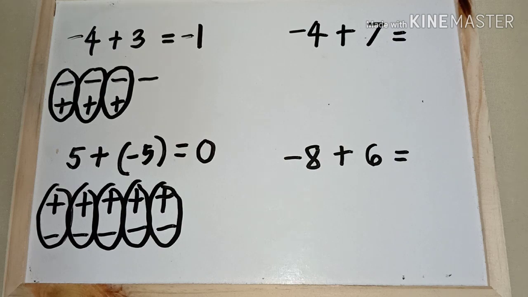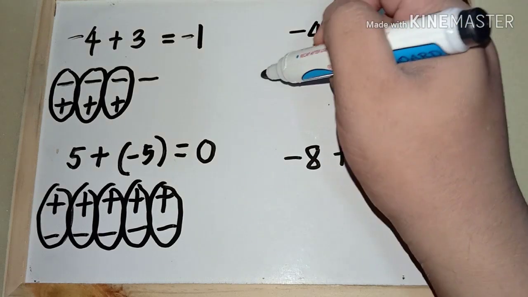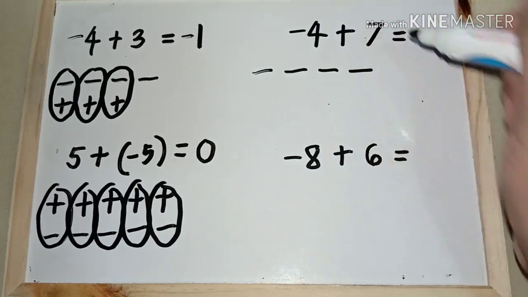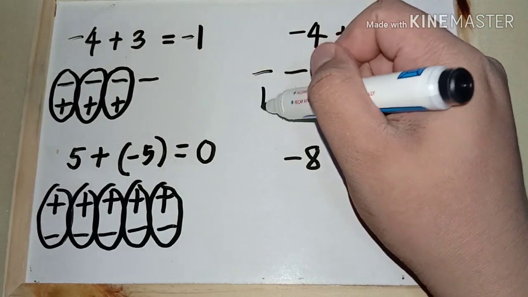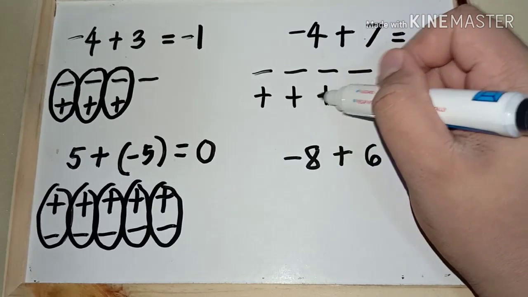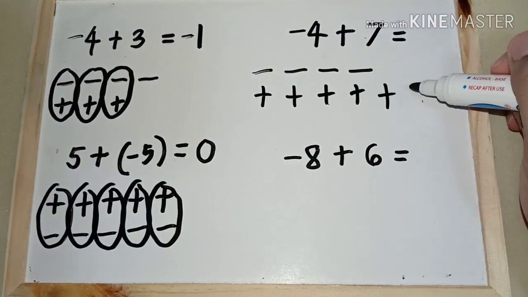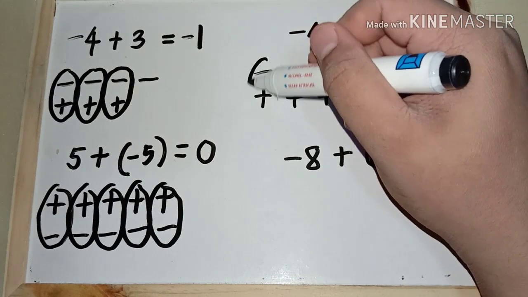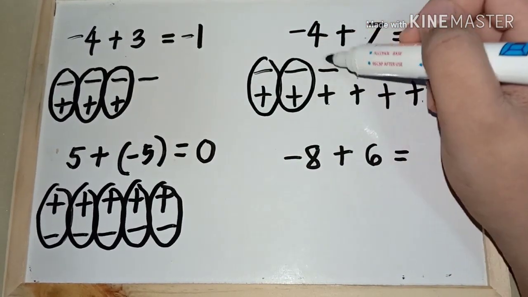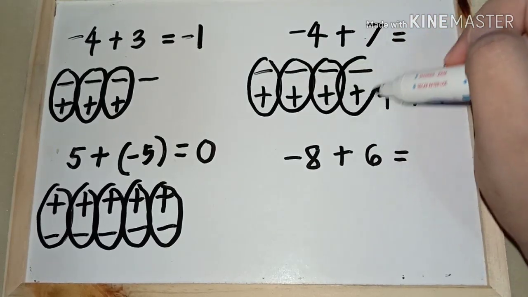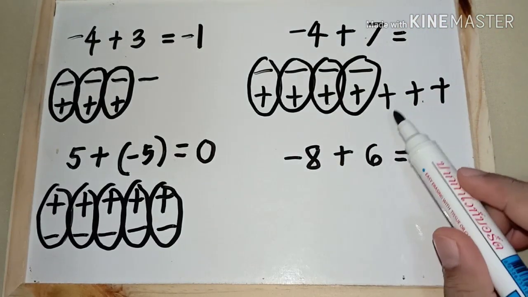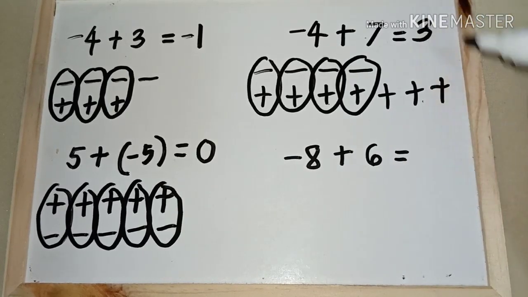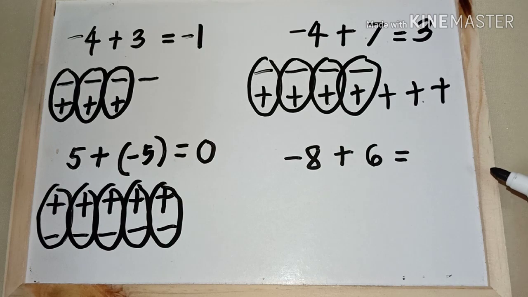Okay, finished answering, so let's try to answer it now together. Negative 4, 1, 2, 3, 4, plus positive 7, 1, 2, 3, 4, 5, 6, 7. So we have to take away the zero pairs. This one, another pair, this one, and this one. So what's left here is 3 positive signs. So 1, 2, 3. Therefore, negative 4 plus 7 is positive 3.